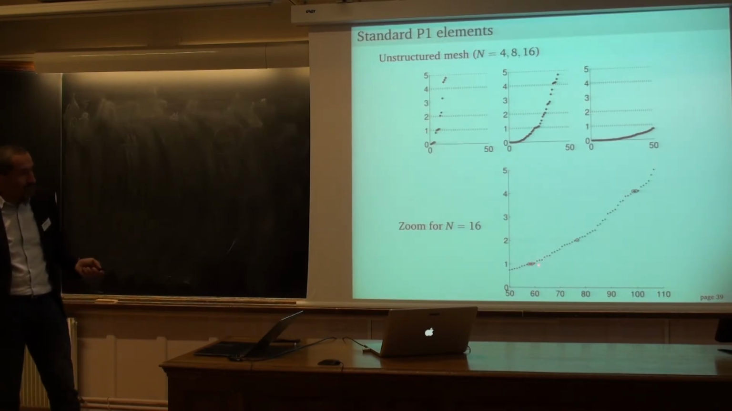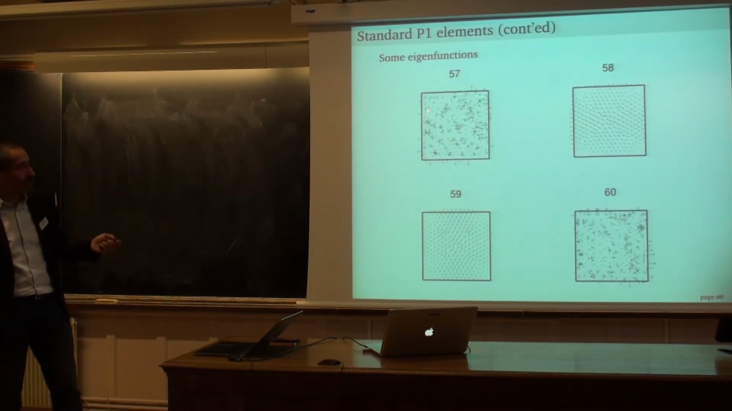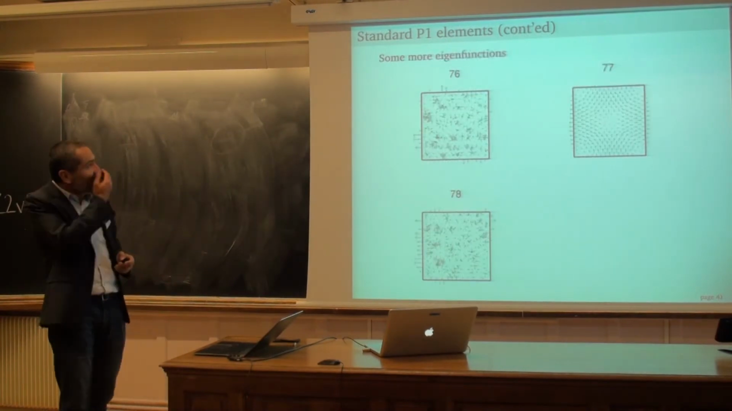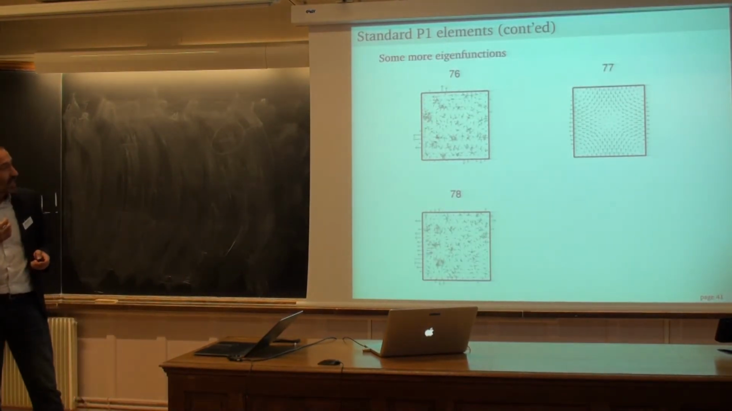And how did I detect that these are the correct ones? Of course, by looking at the eigenfunction. If you look at the eigenfunction, you see something like this. You see that this is bad, this is good, and this is bad. But this, of course, is not a good method for solving this problem, okay? And you can go higher, and you find something like this.